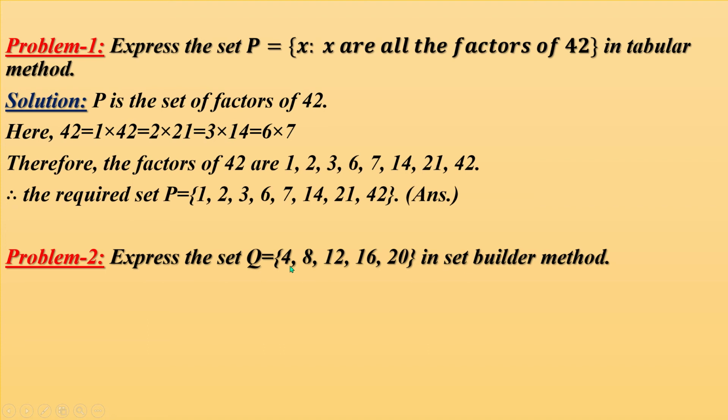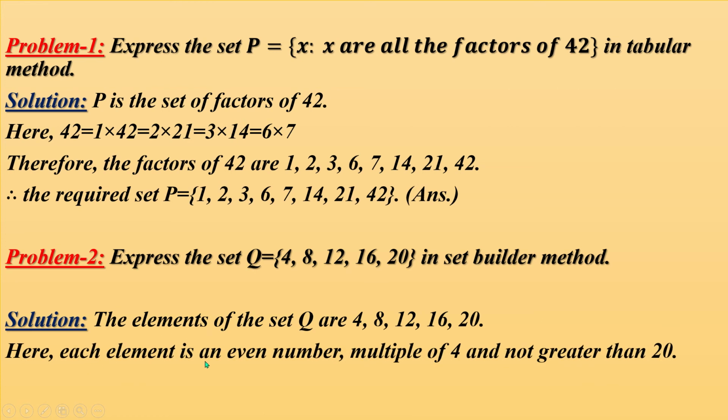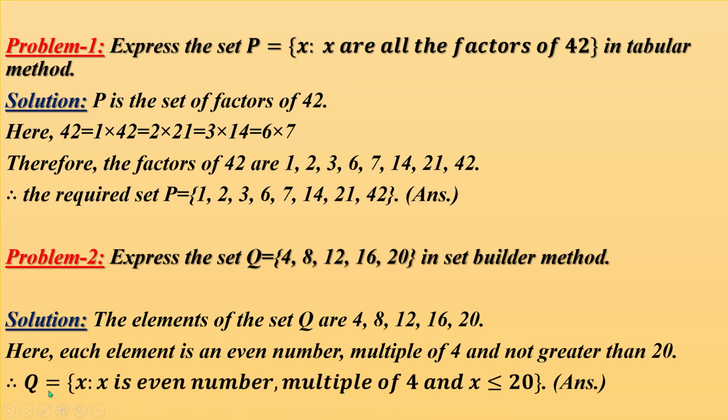Express the set Q = {4, 8, 12, 16, 20} in set builder method. Solution: the elements of the set Q are these. Here each element is an even number, a multiple of 4, and not greater than 20. So we can write Q = {x such that x is an even number multiple of 4 and x ≤ 20}. This is the required answer. And I think that everybody will solve problems related to this. Okay.